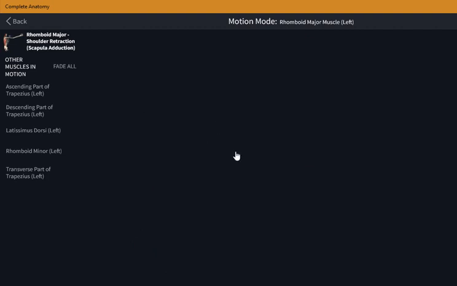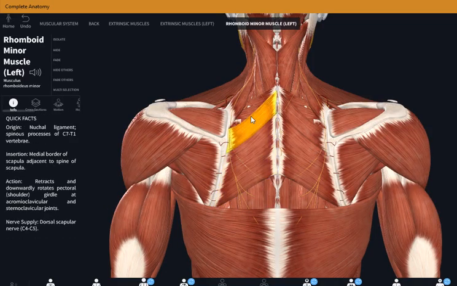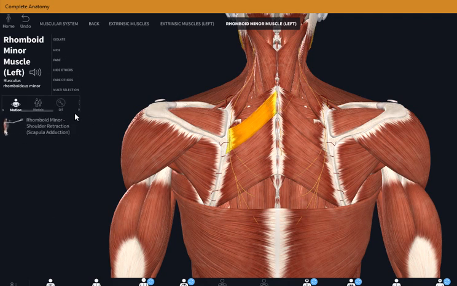The next muscle which needs to be shown is the rhomboid minor. The rhomboid minor originates from C7 to T1 vertebrae, and it is going to insert at the medial border of the scapula, adjacent to the spine of the scapula. So we have this. We can now find the motion. The motion is still retraction, so no need to show it again.